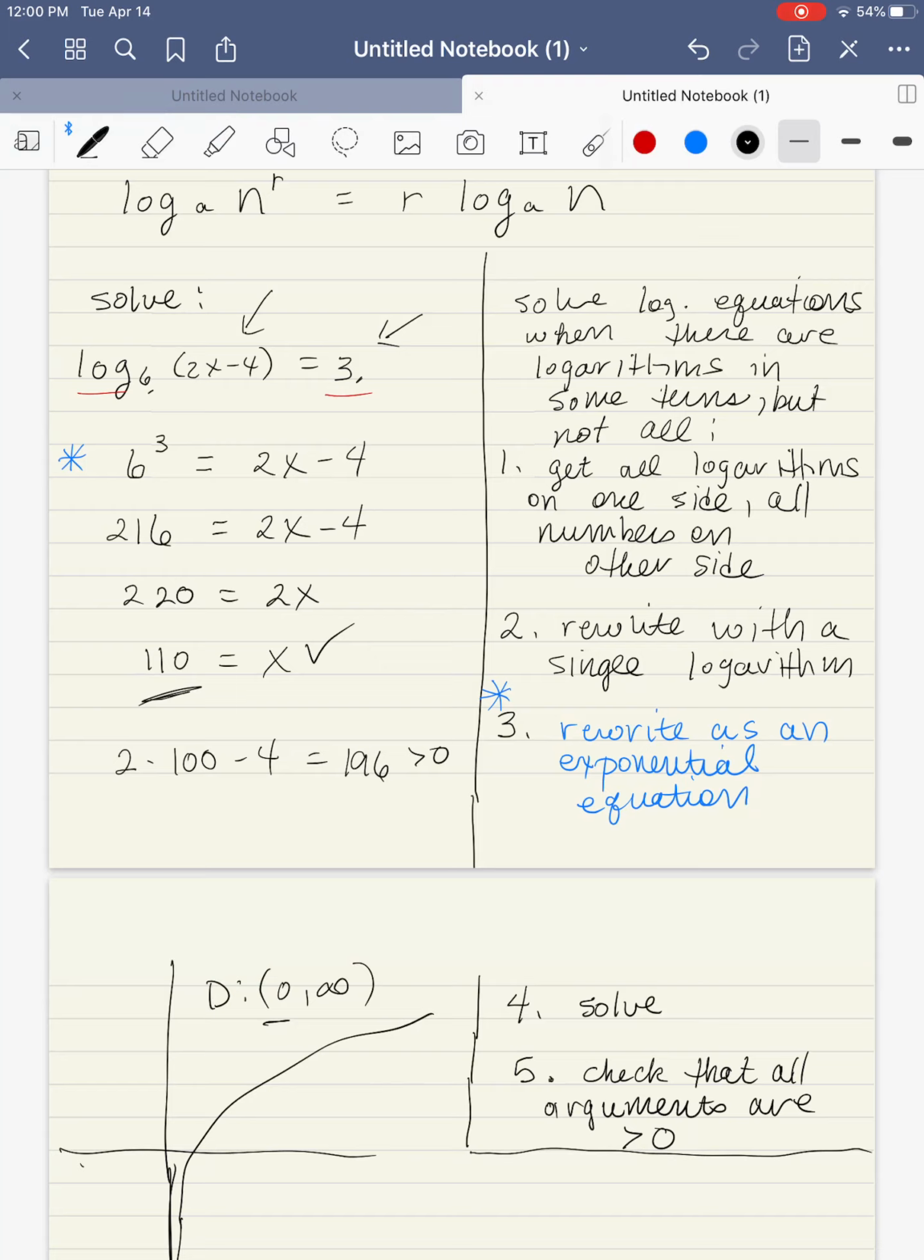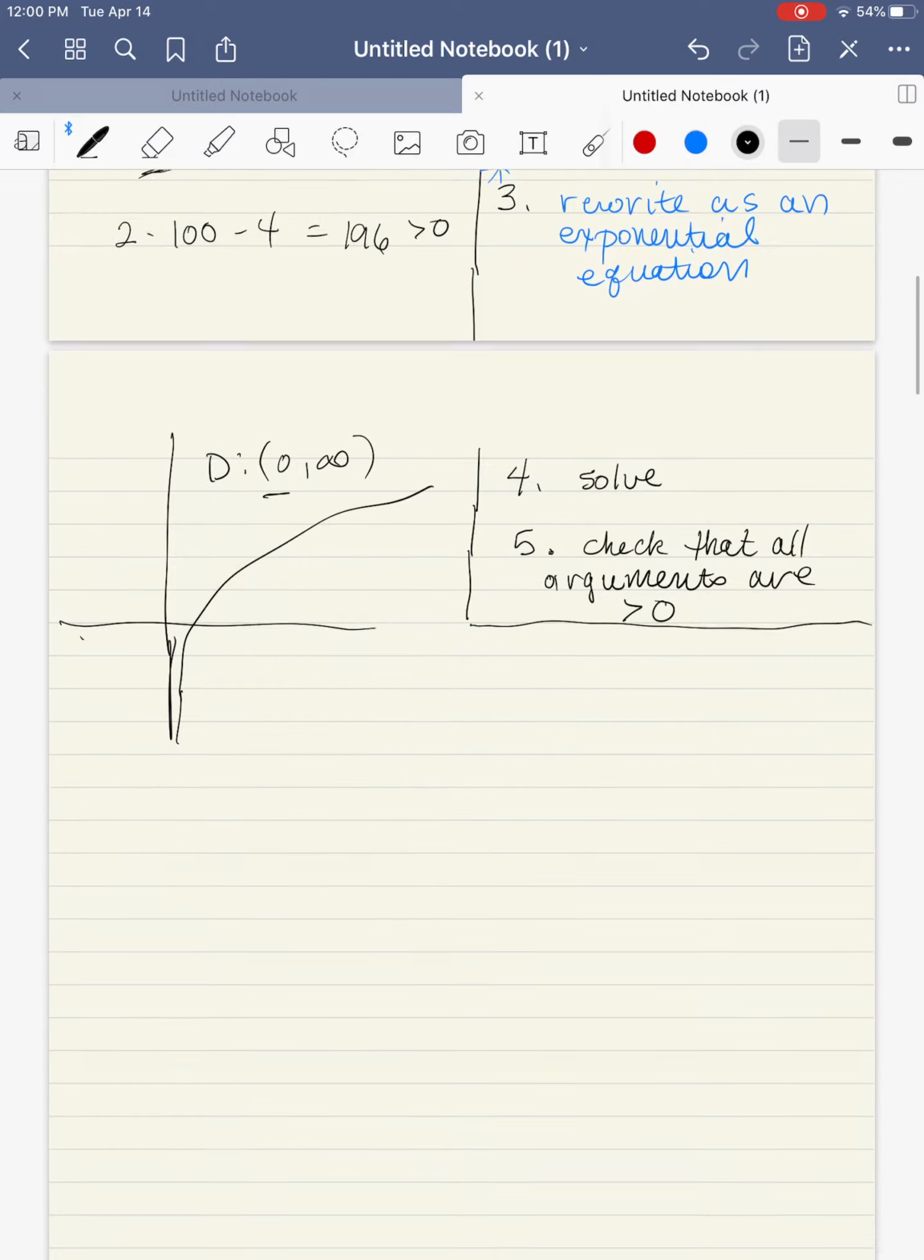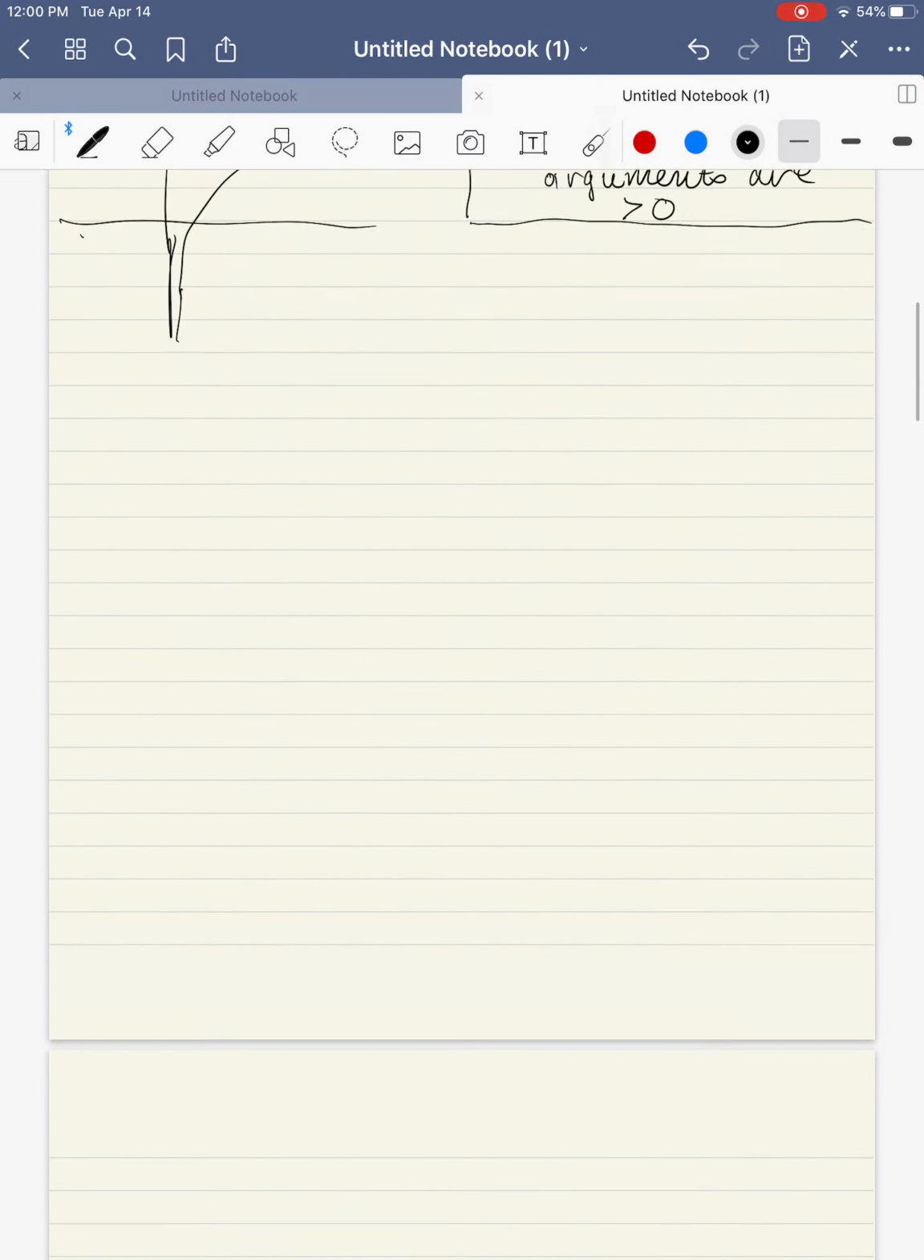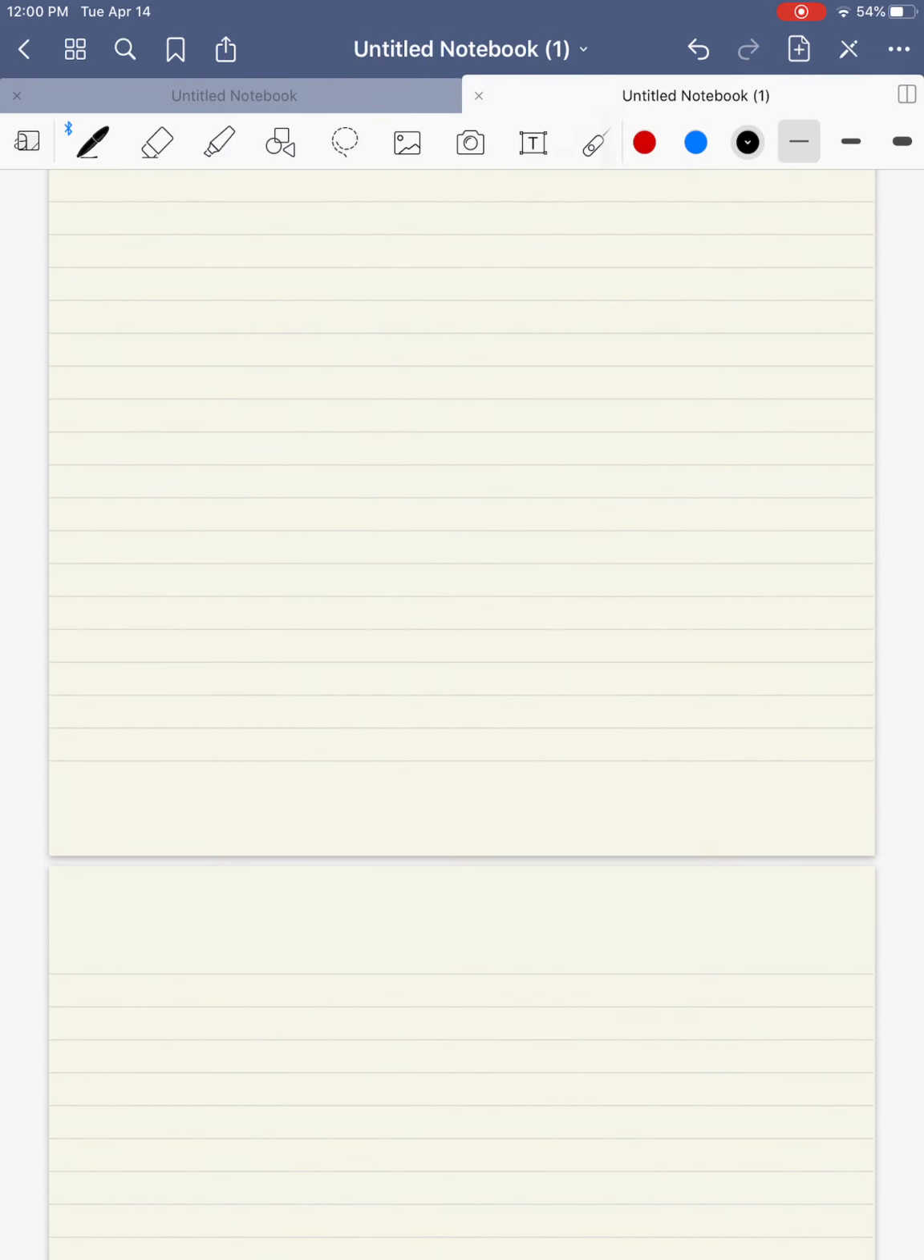So this is going to be our process for solving for x when our logarithmic equations have some logarithms, but then just some numbers, don't have logarithms in some terms. Let's look at another example.